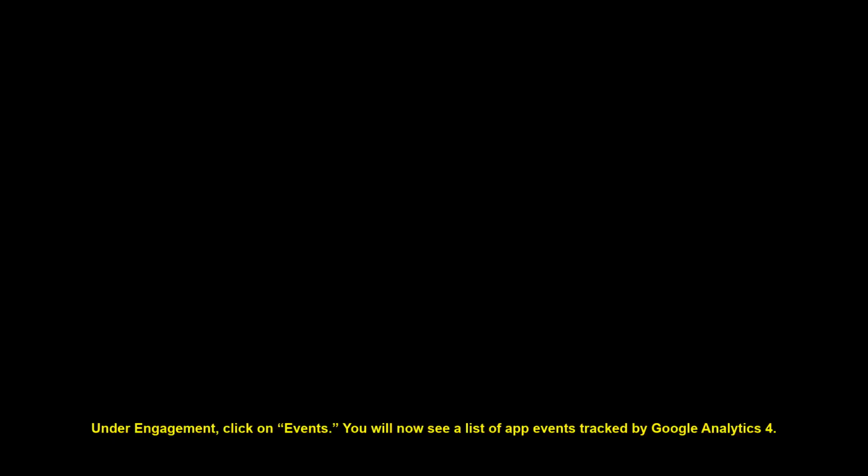You will now see a list of app events tracked by Google Analytics 4. From here, you can analyze the performance and details of each event. If you need to filter or adjust the data, explore the available options at the top of the reports. This ensures you see the information most relevant to your analysis.